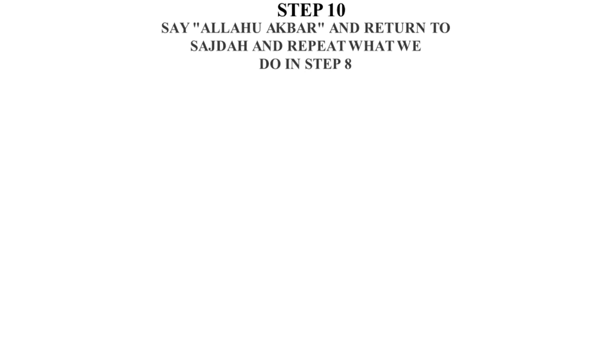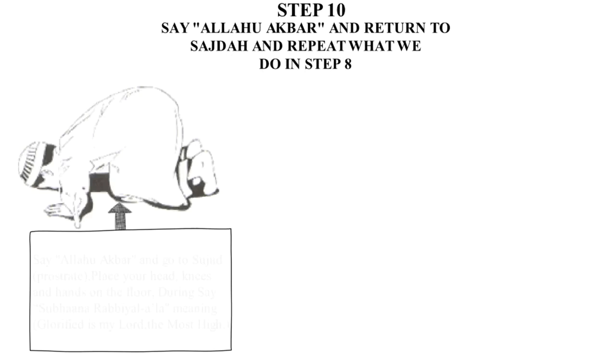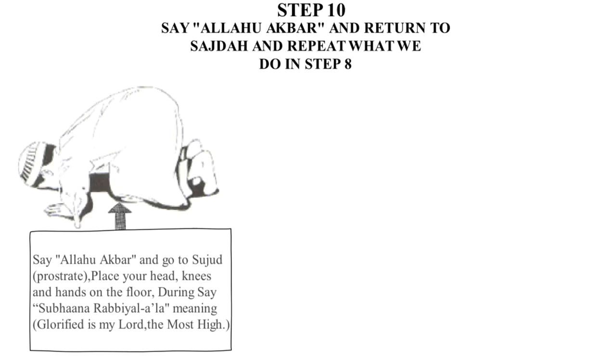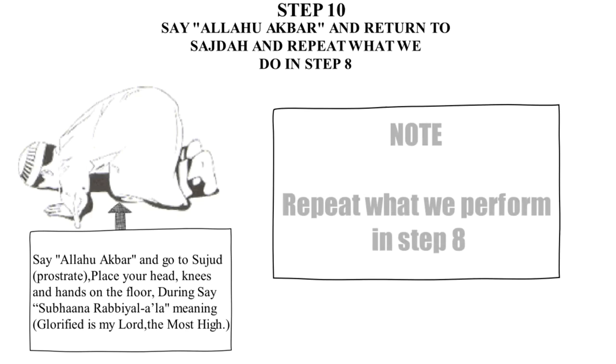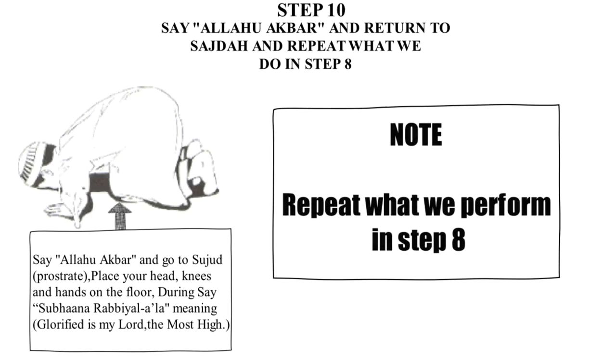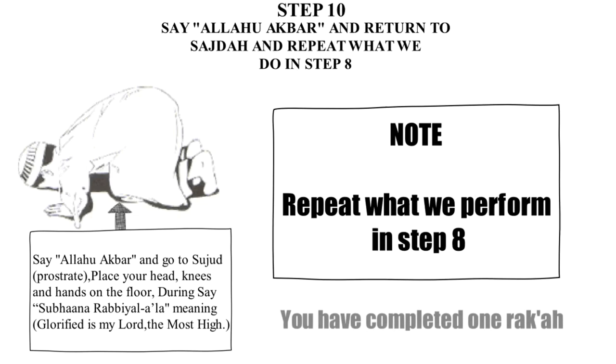Step 10. Say Allahu Akbar and return to sajda and repeat what we do in step 8. Say Allahu Akbar and go to sujud, prostrate, place your head, knees, and hands on the floor. During it say Subhana Rabbiyal A'la, meaning, glorified is my Lord the Most High. Note: repeat what we perform in step 8. You have completed 1 rak'ah.